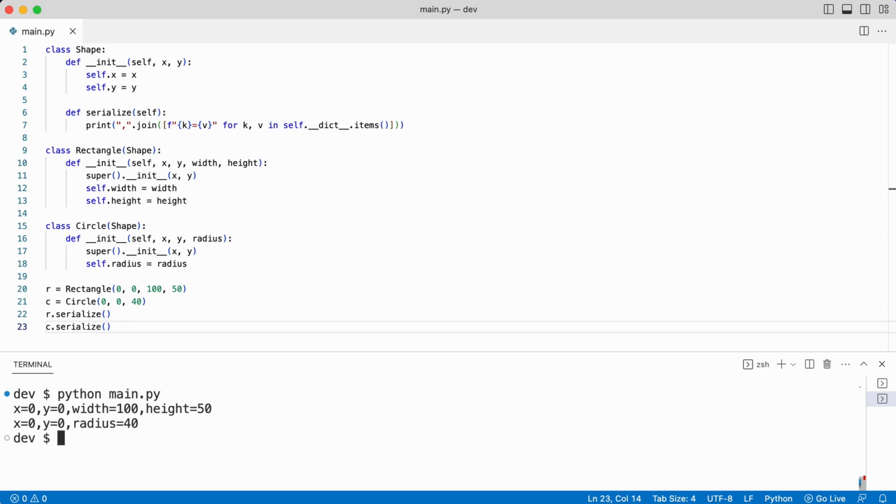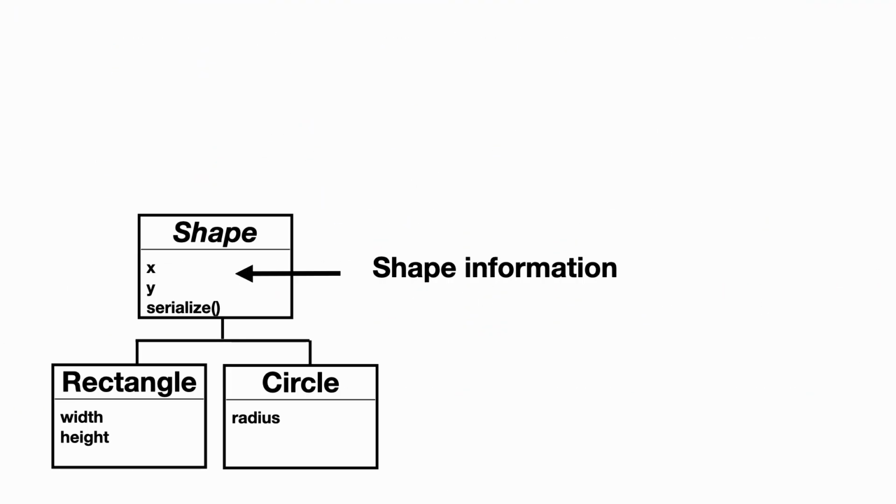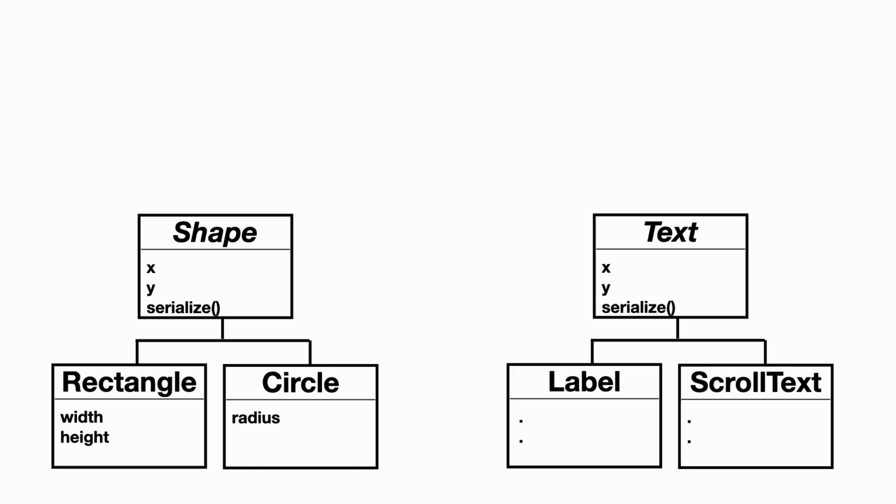But there are two problems. First of all, the shape class now shares shape information and serialize functionality. The class has more than one responsibility, and this violates the single responsibility principle. And there is another problem. What if I add more classes that also need to implement the serialize method? Now there is duplicate code.